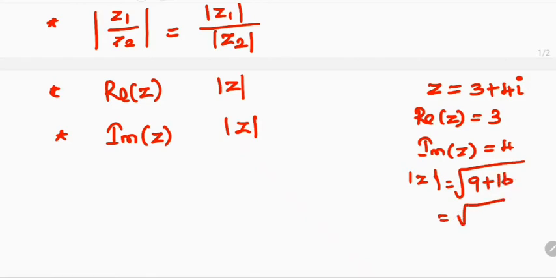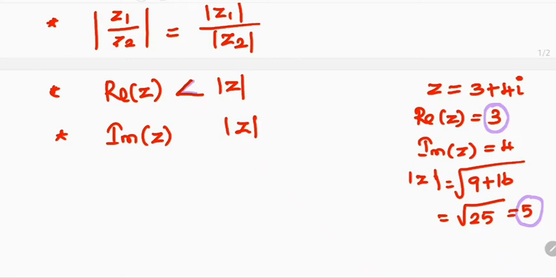So that is equal to square root of 25. What is square root of 25? It is 5. Okay, so you just compare. The real part of z is 3 and the modulus of z is 5. So we can conclude that the real part of z is less than the modulus of z.